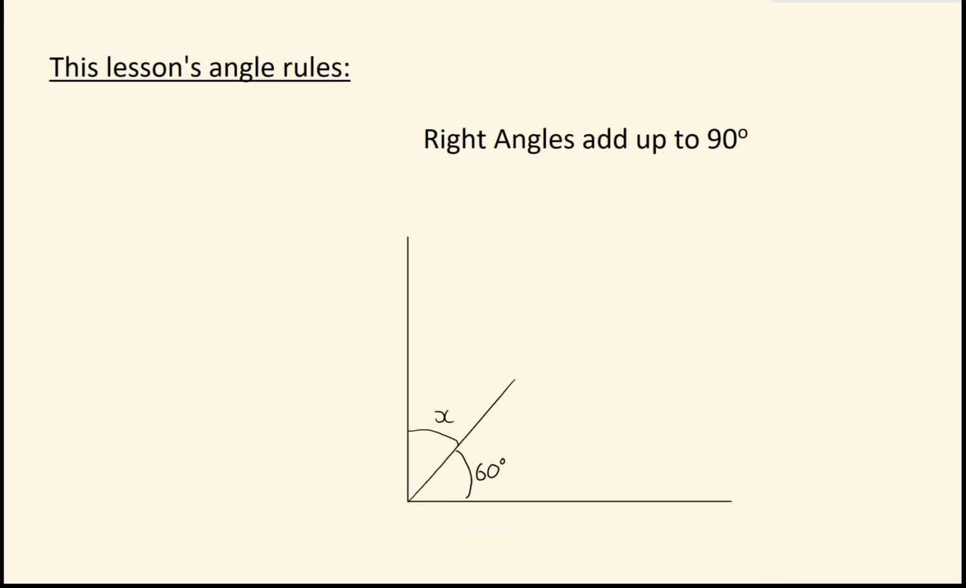Next rule, if you have a right angle, that has to add up to 90 degrees, because it's half a straight line. So here, you want 60 plus something to equal 90 degrees. Therefore x must be 30 degrees, because 60 plus 30 is 90.